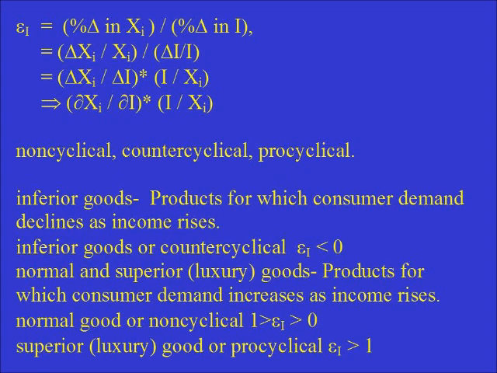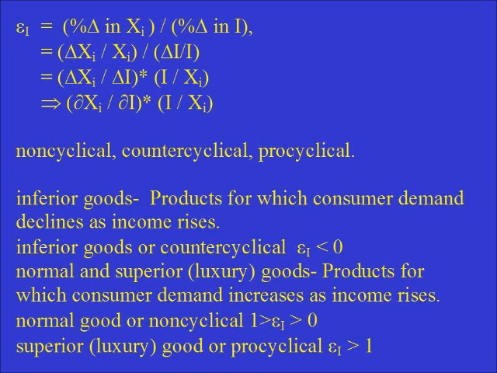Let's start with countercyclical. Inferior goods are goods for which consumer demand declines as income rises. Now, these inferior goods tend to be countercyclical because as GDP increases and we become richer as a nation, we demand less of these goods. Now, for these inferior or countercyclical goods, income elasticity of demand is negative.